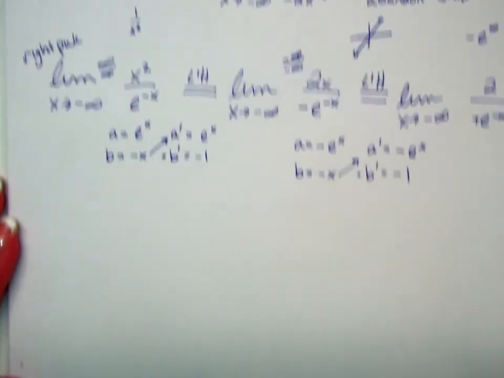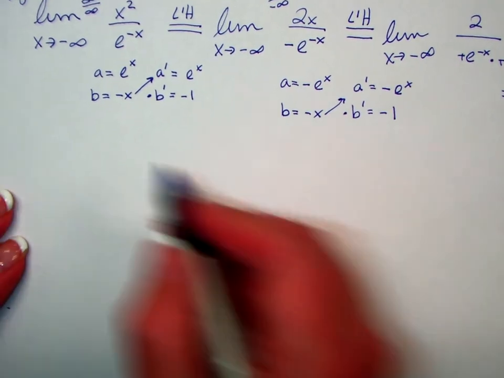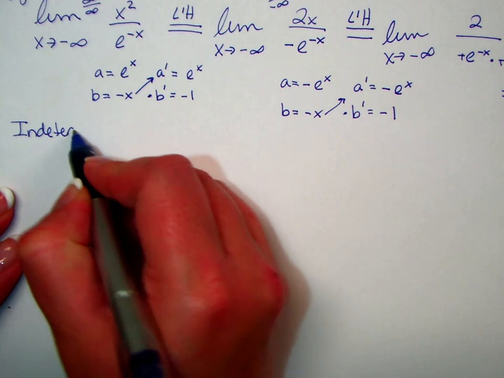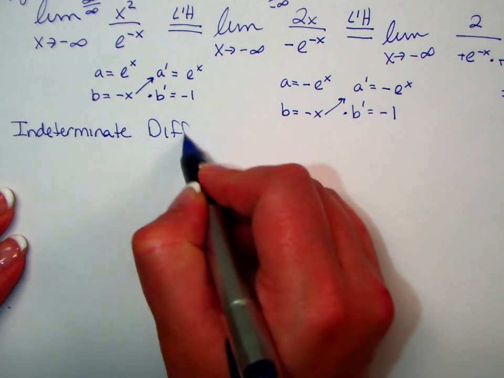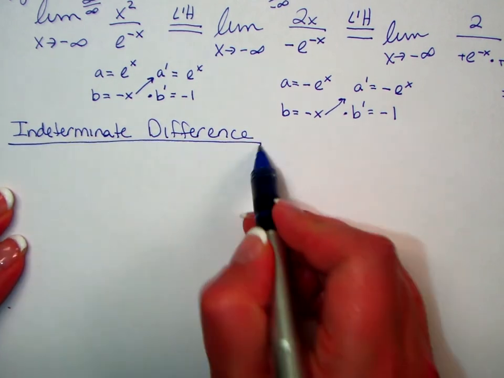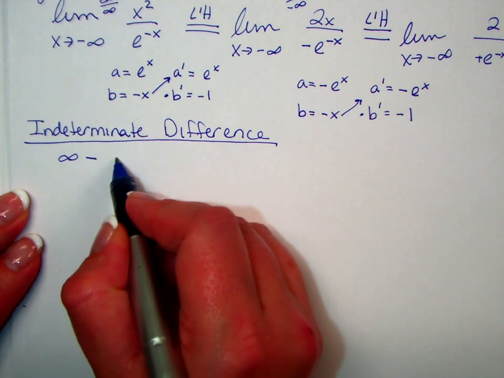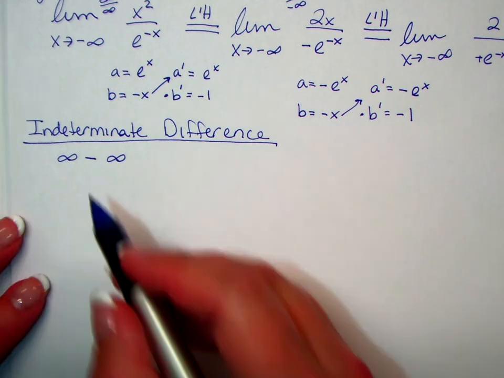All right, so let's do our indeterminate difference. We have one indeterminate difference, and that is infinity minus infinity. I just have a few examples of this. This isn't real prevalent, but I would like to go over them.